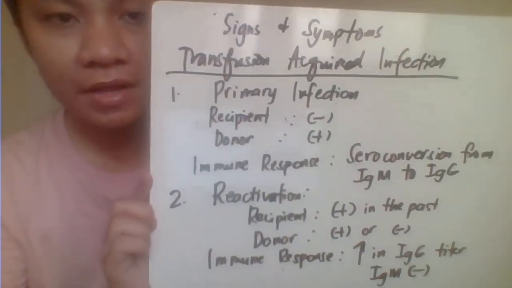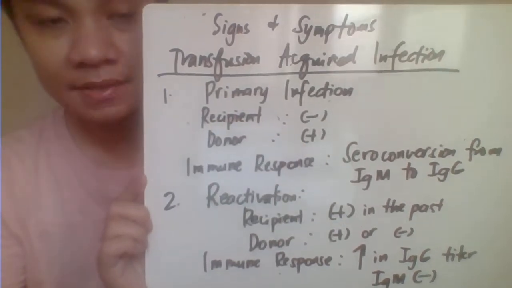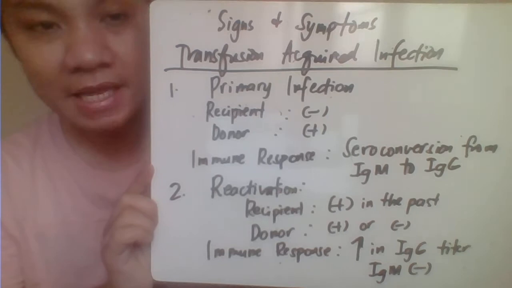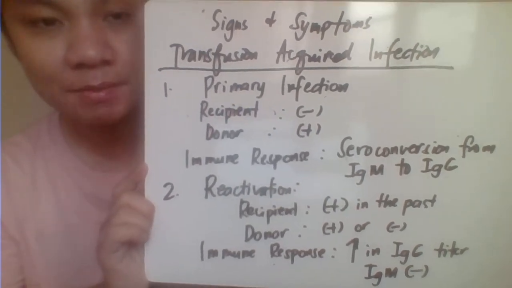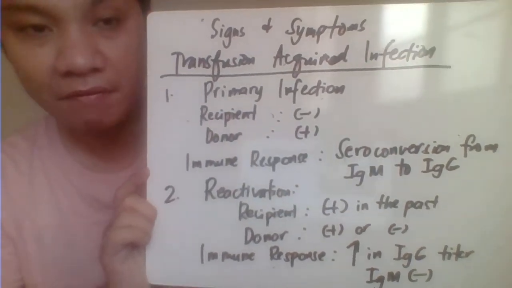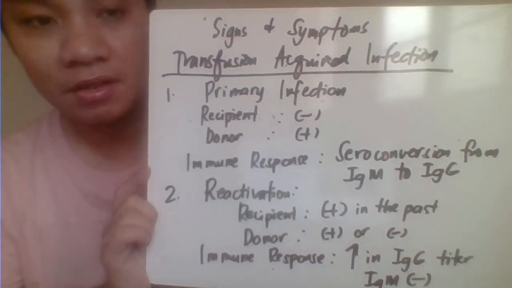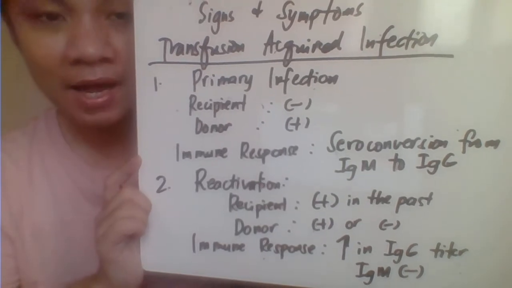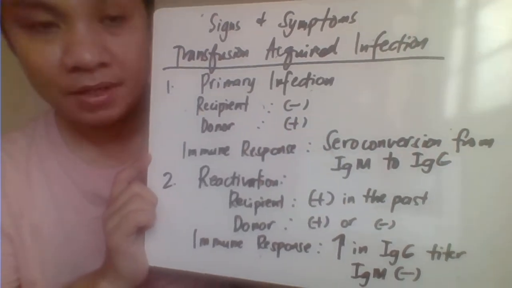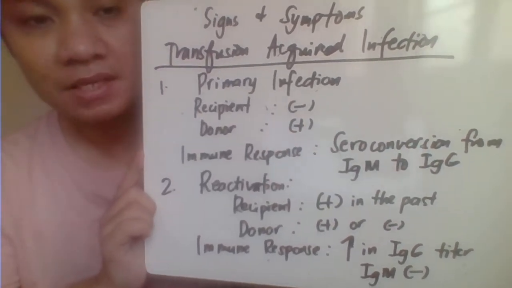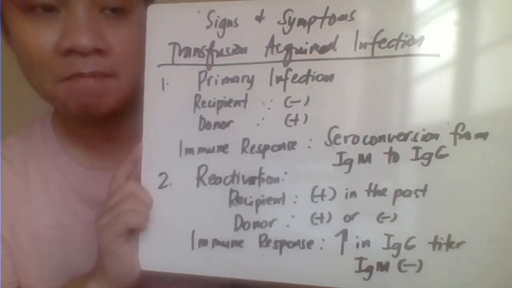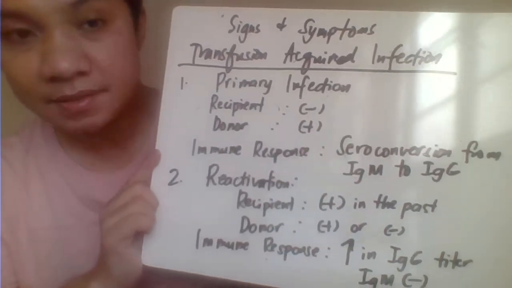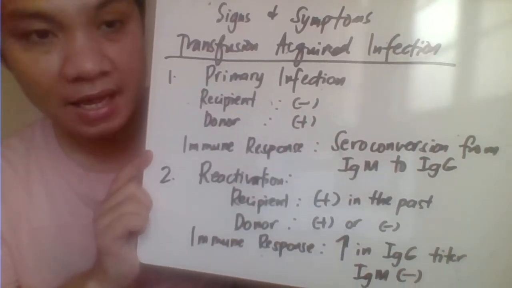Okay, the next one we have here the transfusion-transmitted infection. There are three mechanisms here for the transfusion-transmitted infection. The first one, we have the primary infection. So in the primary infection, the donor is negative for the infection, but the donor's blood is positive for the virus. So for the immune response, the patient would have a seroconversion from being negative, magiging positive ang patient natin.